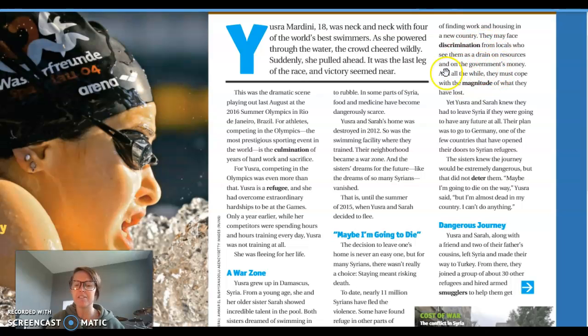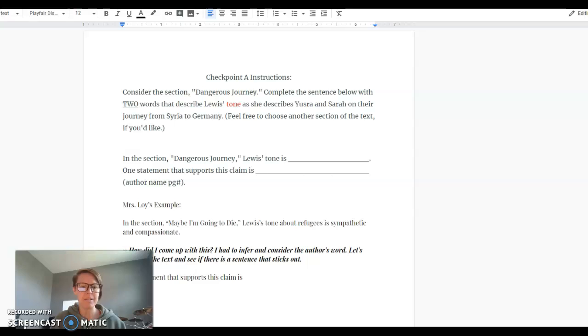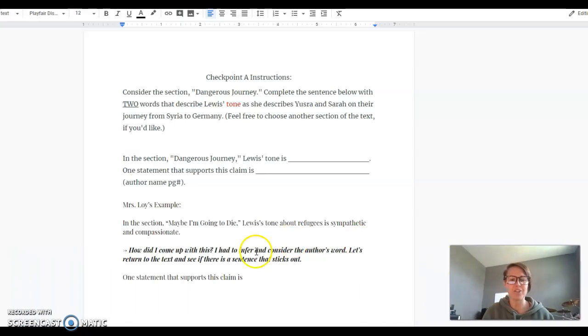And so I'm going to use that sentence as well as "and all the while they must cope with the magnitude of what they've lost." So there's that compassion, that heart, trying to find some sort of way to empathize with these girls. And so I'm actually going to pull both of those sentences from this text in order to use them to support my tone. Since my tone has two similar but sort of different ideas, I want to make sure that I'm capturing both of those in the evidence that I provide. So let's go back to my tone statement, and I'm going to go ahead and insert my example here at the bottom.